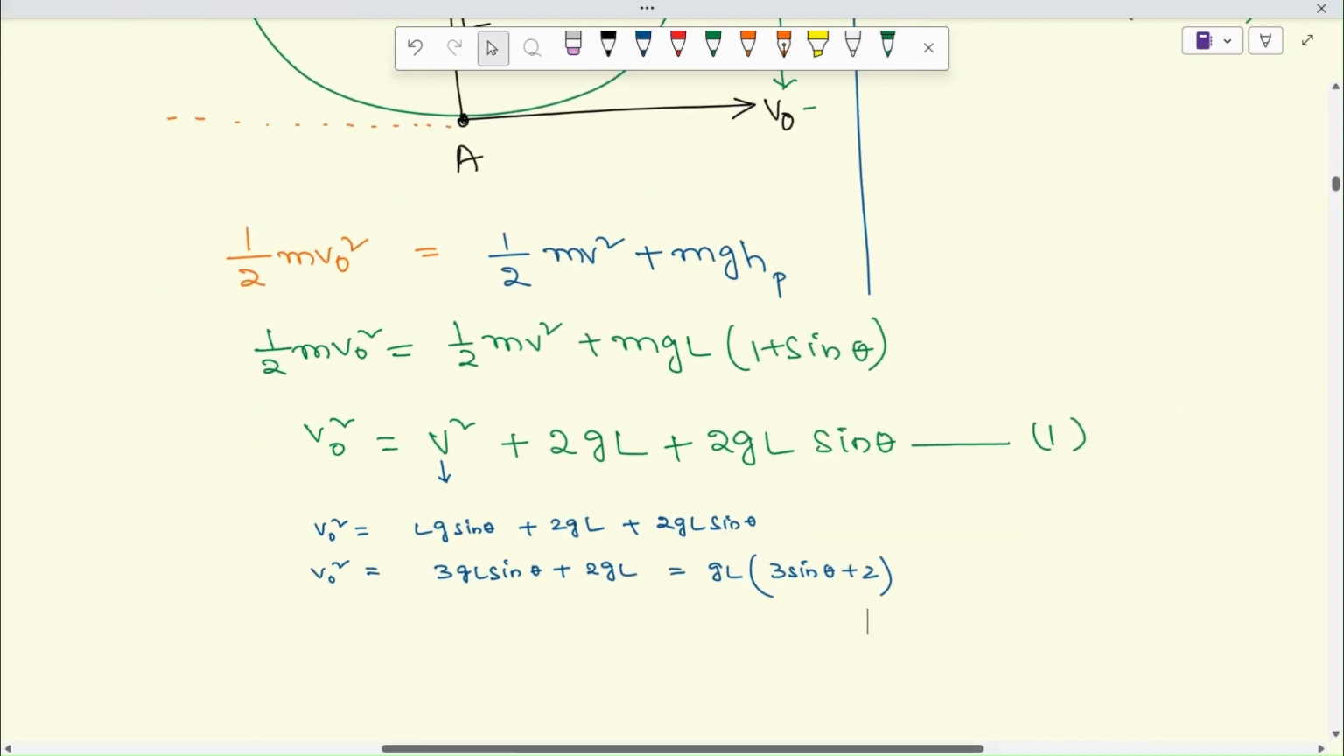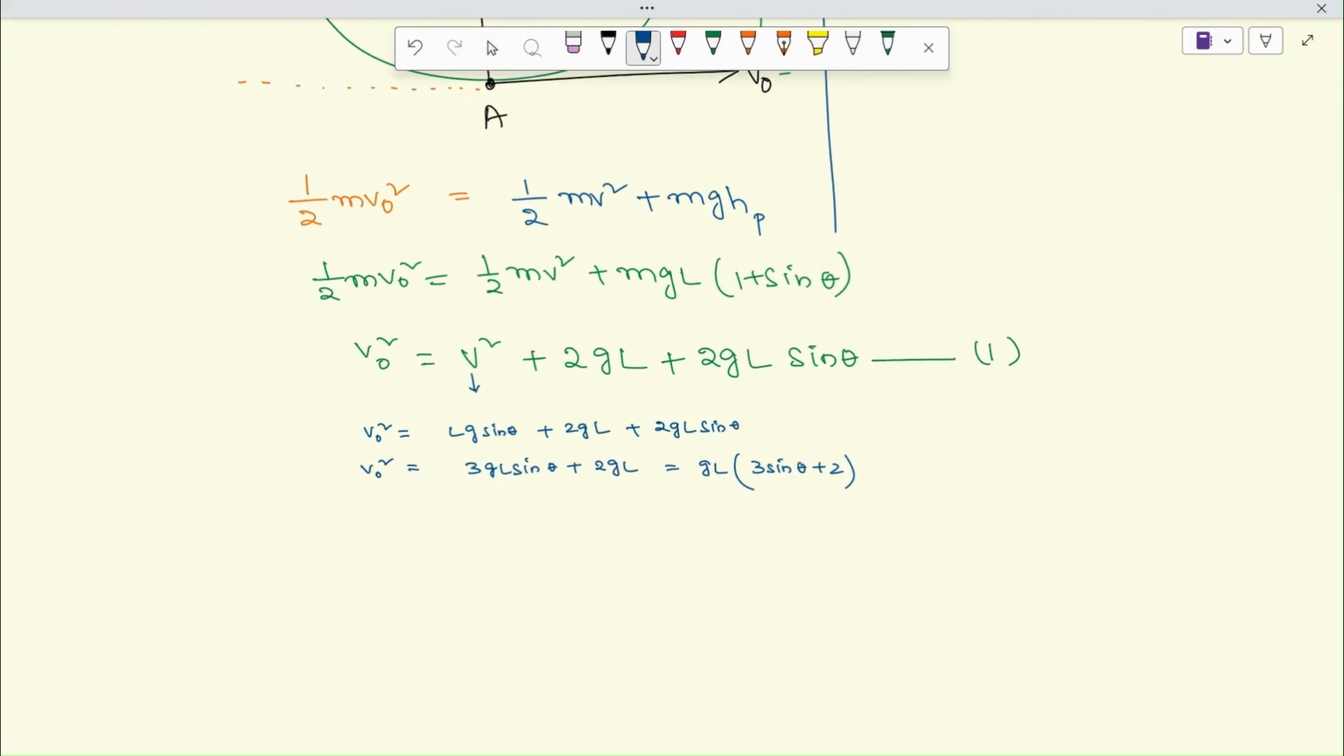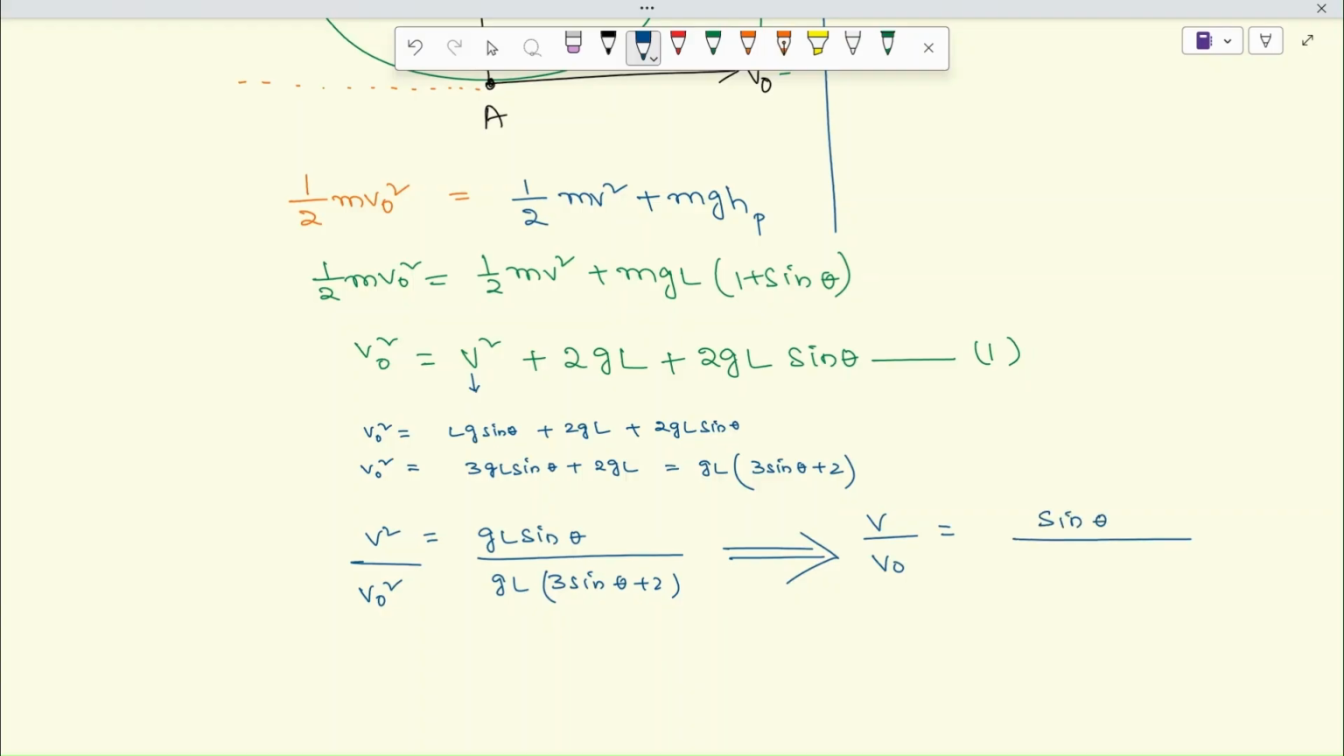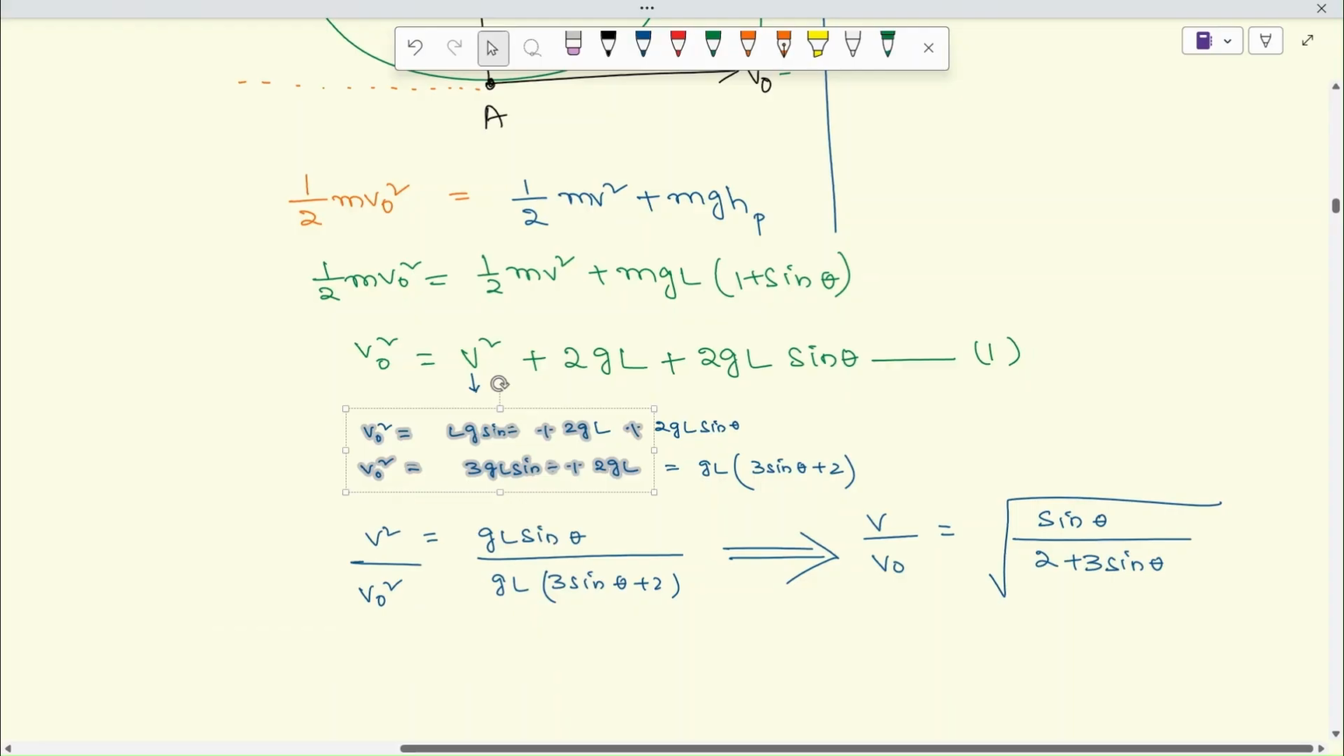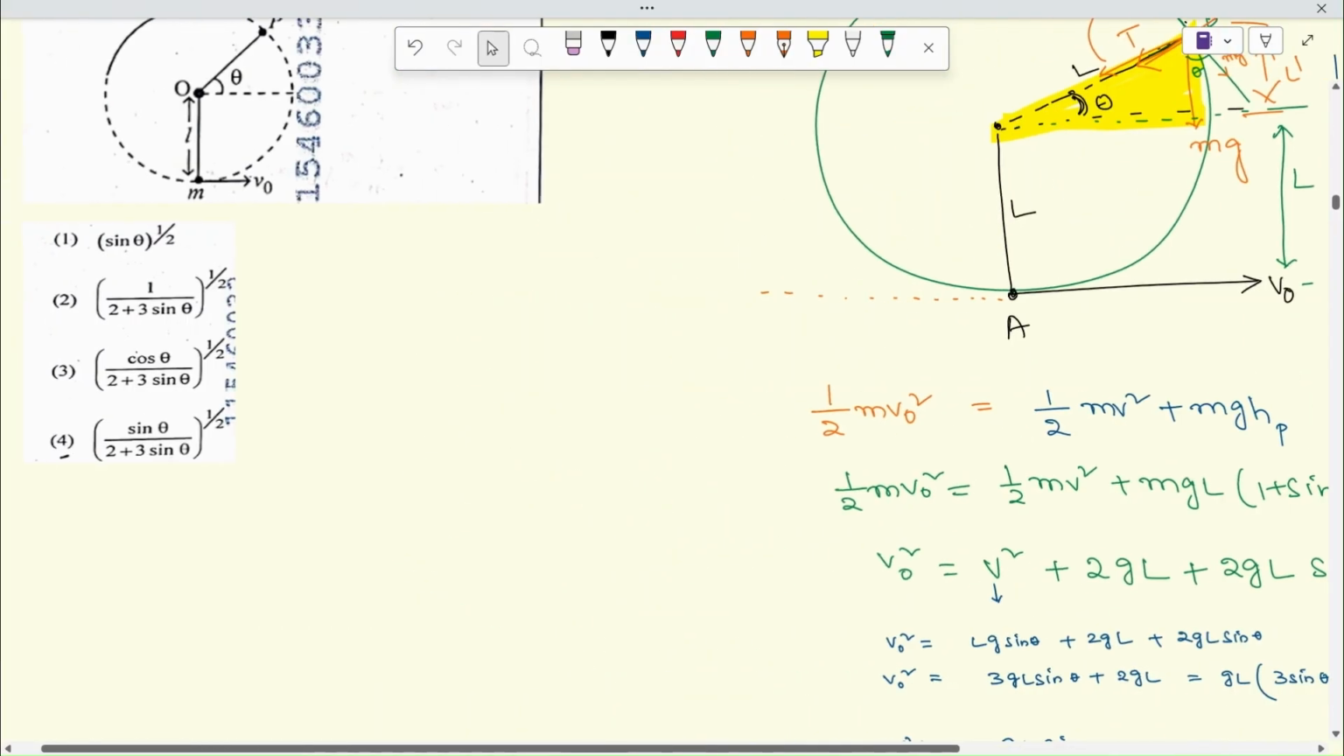Now what is the question? We have to find out V by V naught. And V square is given as gL sin theta. V naught square is equal to, just now we got it as, gL into 3 sin theta plus 2. Now cancel gL and take the square root on both sides. What do we get? V by V naught is equal to the square root of sin theta by 2 plus 3 sin theta. This is the final equation. So the option is the fourth.